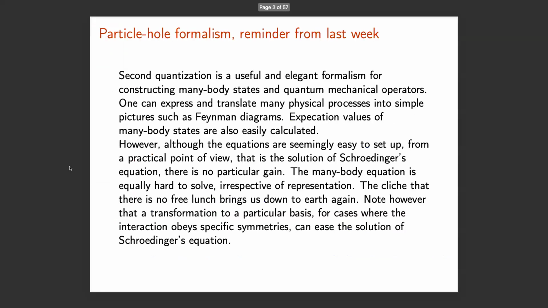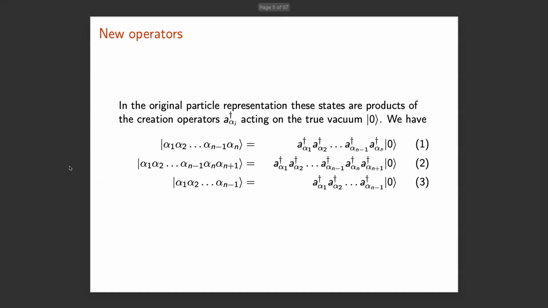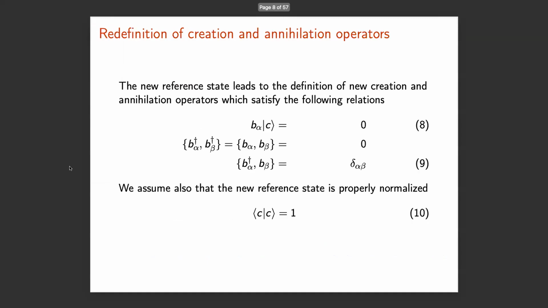The topic which we began with was simply a redefinition of creation and annihilation operators. We defined an operator such that, when acting on a vacuum state, this C here, or phi 0 as we called it, this new reference state, that operator is going to give us 0. We have the same kind of anti-commutation rules, except that now we have assumed a different contraction between two operators, a creation and an annihilation operator.